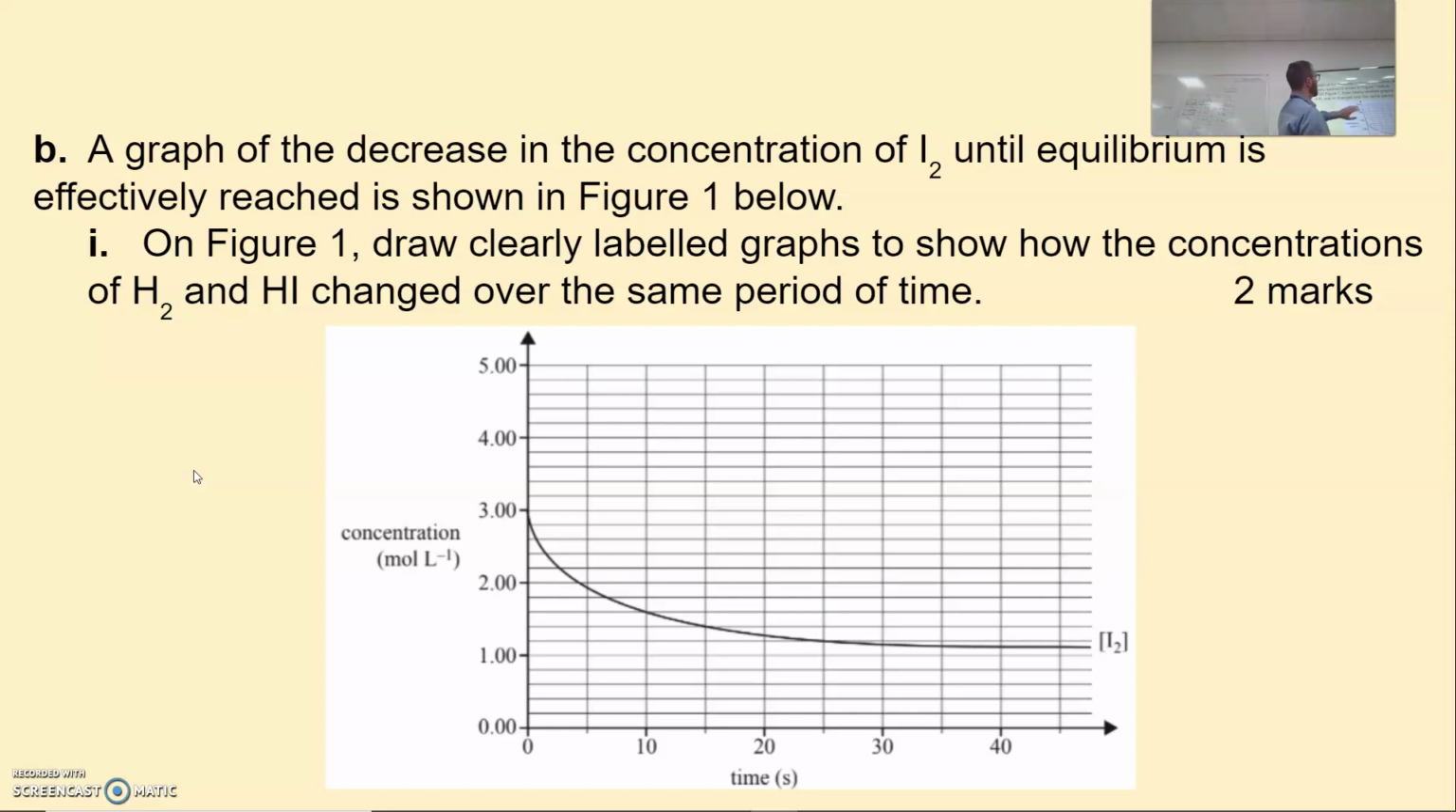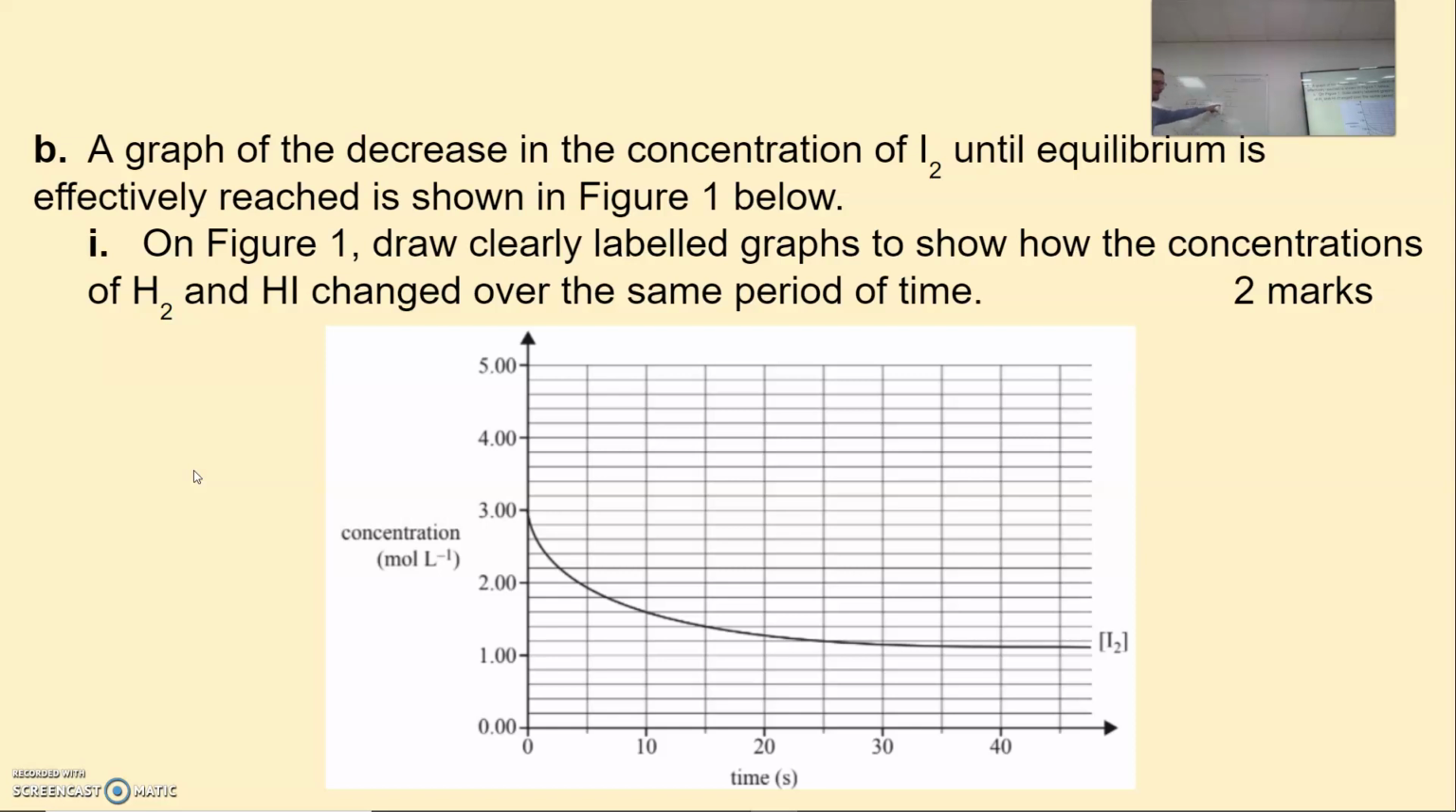So what would H2 look like? H2 would start at zero, and then go way down to 0.07, yeah, right, 2.07. And it's going to reach equilibrium at the same location. Technically speaking, it's dynamic. All right, so we're going to label that H2.